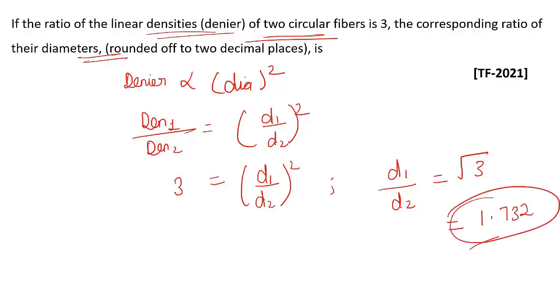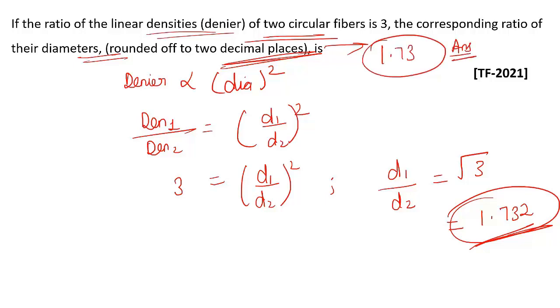So would it be the right answer? It is the right answer, but make sure you answer in two decimal places. So in two decimal places, the answer will come out to be 1.73. So 1.73 is the correct answer. I think it is very much clear to you. This is the basic correlation between the denier and the diameter of the fiber. So now coming to the next question.